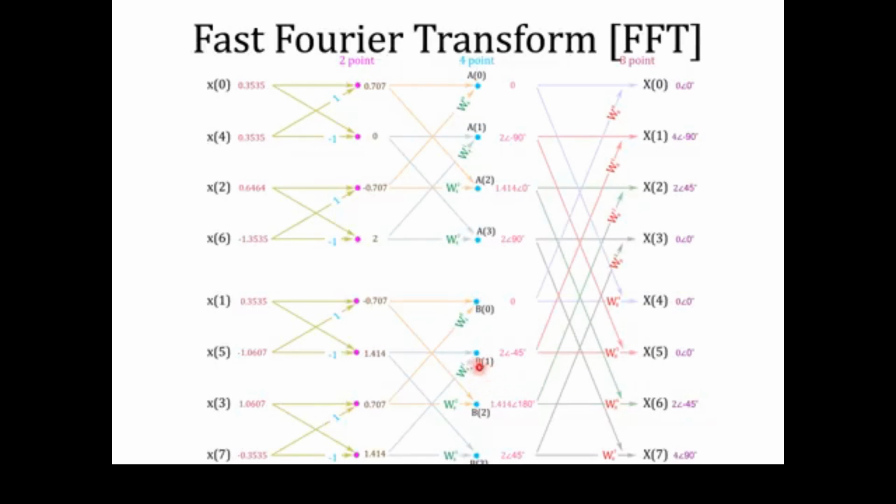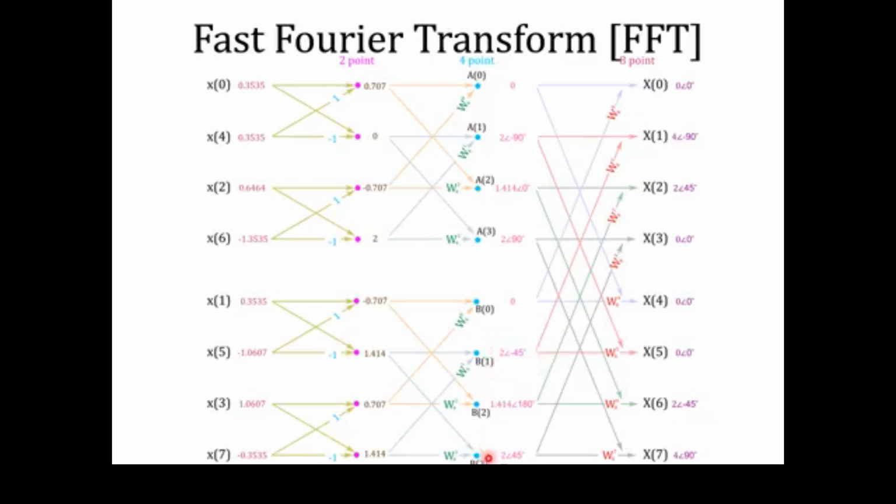Now let's come to the B of 1 sample, how it is calculated. For B of 1, we have added again two samples. The first sample is this one, 1.414, which will appear as it is during addition, while the second sample is also 1.414, but we will first multiply 1.414 with W41, which is simply minus j in the rectangular form. So 1.414 plus 1.414 multiplied by minus j, and the answer will be equal to 2 angle minus 45 degree in the polar form, if you express your result in the polar form.